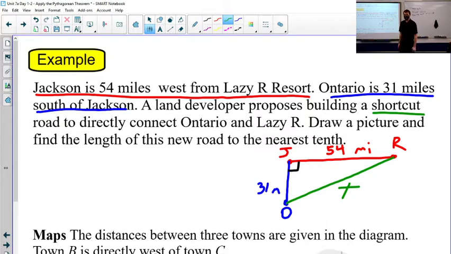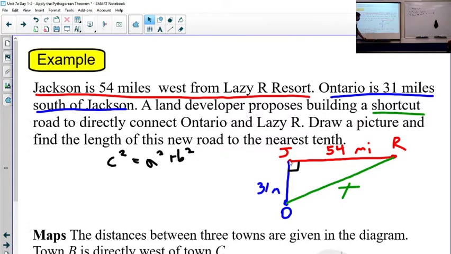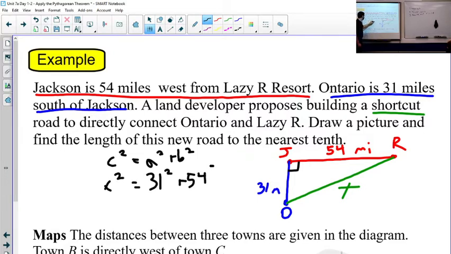So we've got a right triangle. We know two of the sides. We don't know the third. In comes the Pythagorean theorem to save the day. Our hypotenuse is going to be x. It's across from the right angle. That's my hypotenuse. So x squared equals 31 squared plus 54 squared. Those are my two legs.